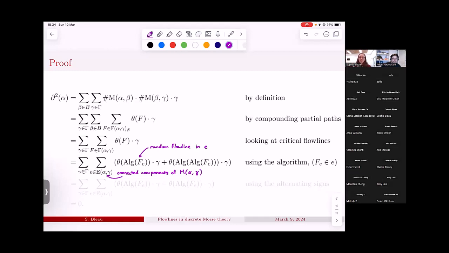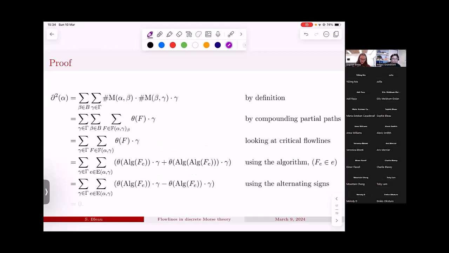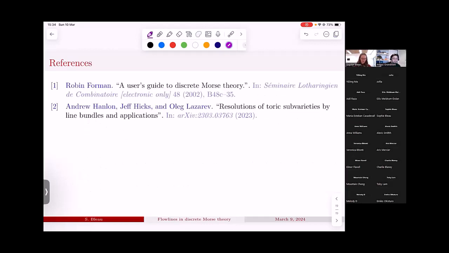And then using the fact that the sign of this is minus the sign of this, which we found earlier, we can substitute that in there. But then we're just subtracting the same thing from itself. So we're taking the sum of 0 each time, which gives us that the differential squared is 0, very satisfyingly. And that concludes my proof. And these are my references, and I hope you liked my talk.